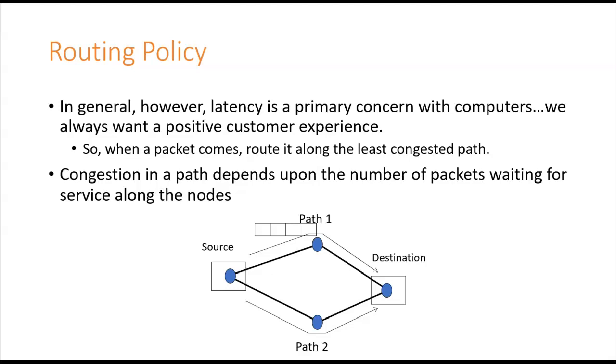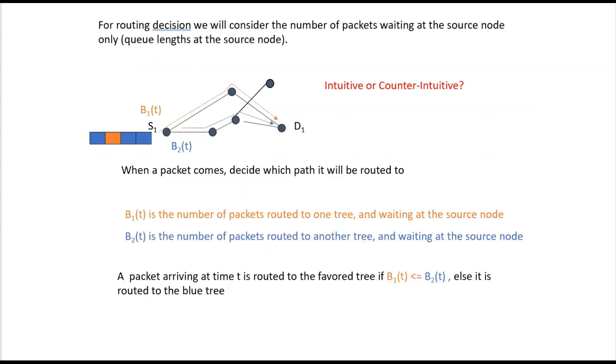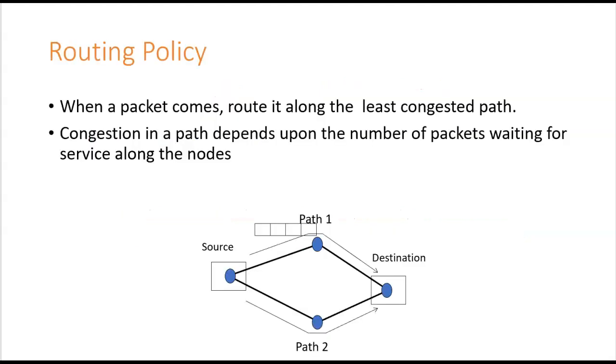Remember, these servers, whether you have data loss prevention or antivirus, are stopping your packet, opening it up, looking inside for errors, issues, viruses, closing it back up, and moving it on. There's a lot going on. And so congestion in a path can depend on the number of packets waiting for some service like that along the nodes, right? This is just another example of when a packet comes, it'll decide which path to take. The bottom line is that a packet arriving at a certain time is going to be routed to the favored route, right, to keep it going in general.